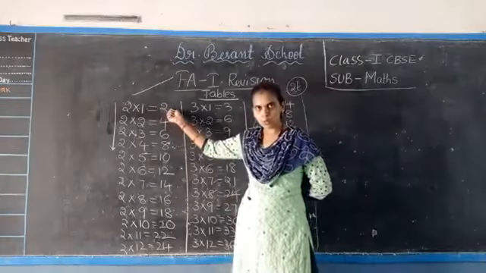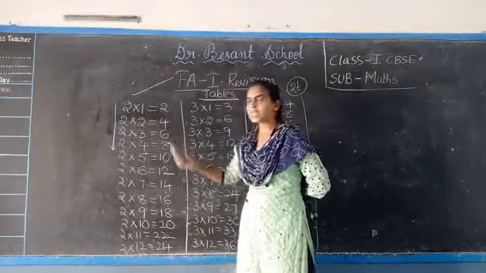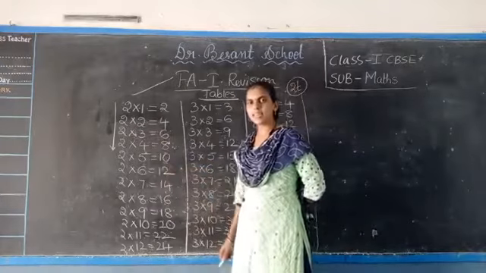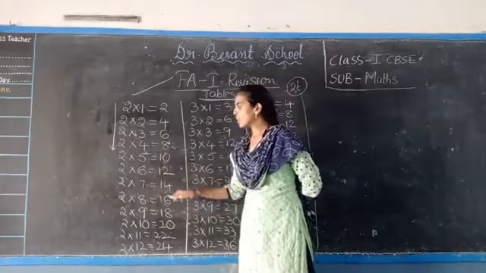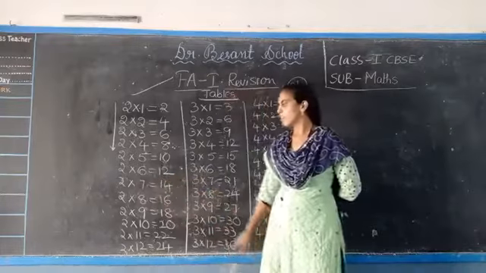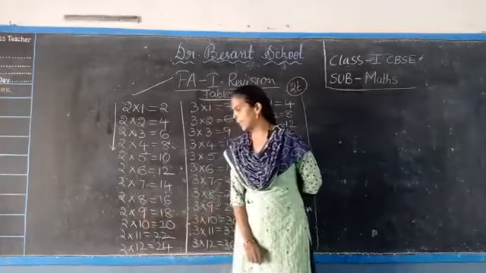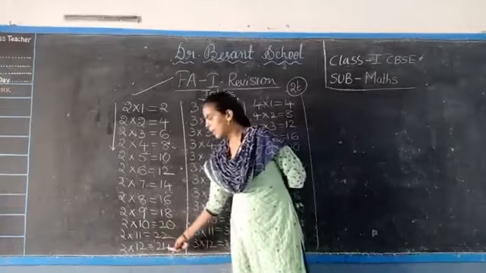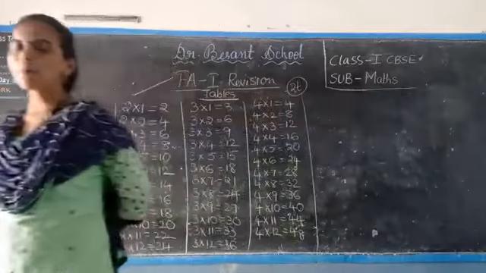2 1s are 2, 2 2s are 4, 2 3s are 6, 2 4s are 8, 2 5s are 10, 2 6s are 12, 2 7s are 14, 2 8s are 16, 2 9s are 18, 2 10s are 20, 2 11s are 22, 2 12s are 24. So repeat again. 2 1s are 2. Stop writing and read after me.